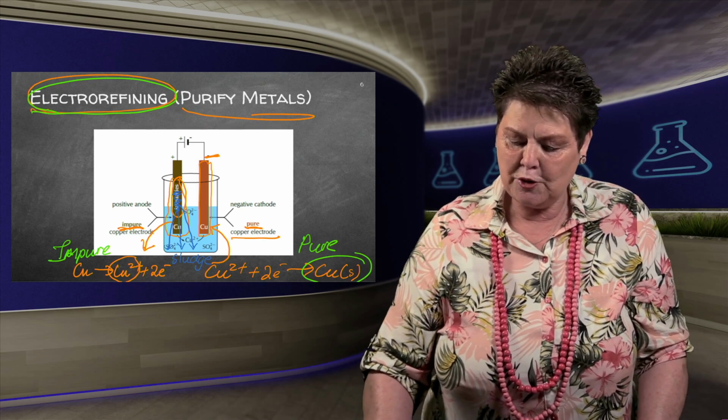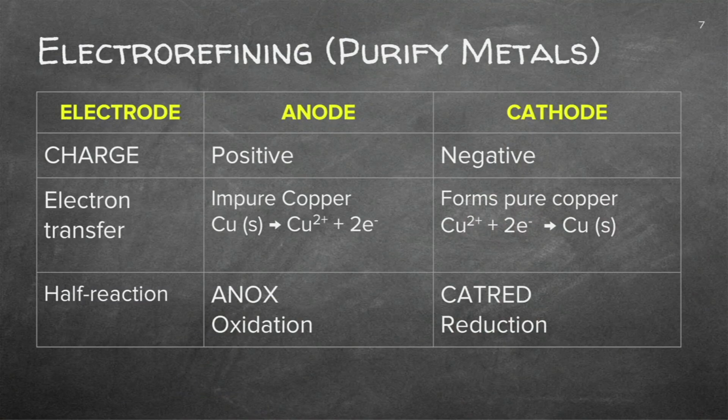Right, so it's a purification reaction. Copper solid went into Cu²⁺. The Cu²⁺ got the 2 electrons. Oxidation is loss. There you have it. A reduction is gain, and it became pure copper.